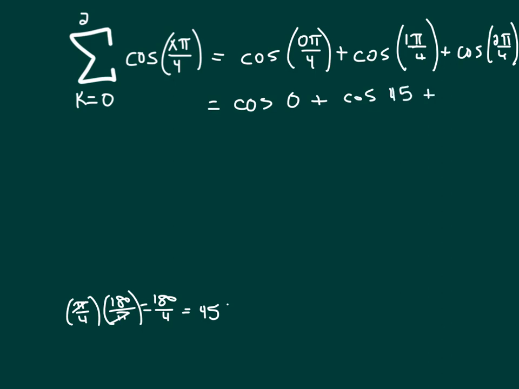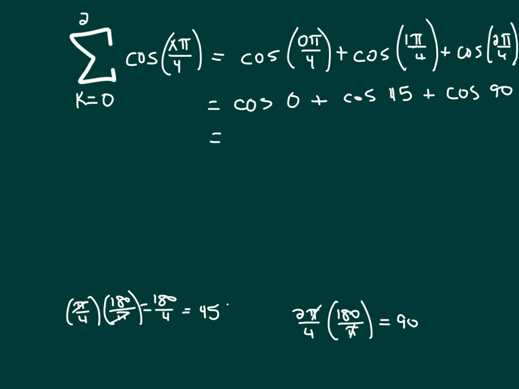And then plus, well, let's do the same thing with the 2 pi over 4. If we want to take 2 pi over 4 and convert it to degrees, we can multiply by 180 over pi. So the pi's cancel, and 2 times 180 is 360, and 360 divided by 4 is 90. So this is going to be cosine of 90.